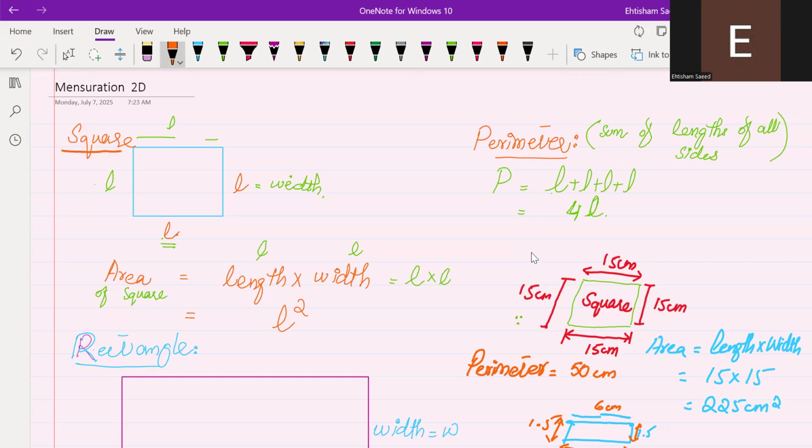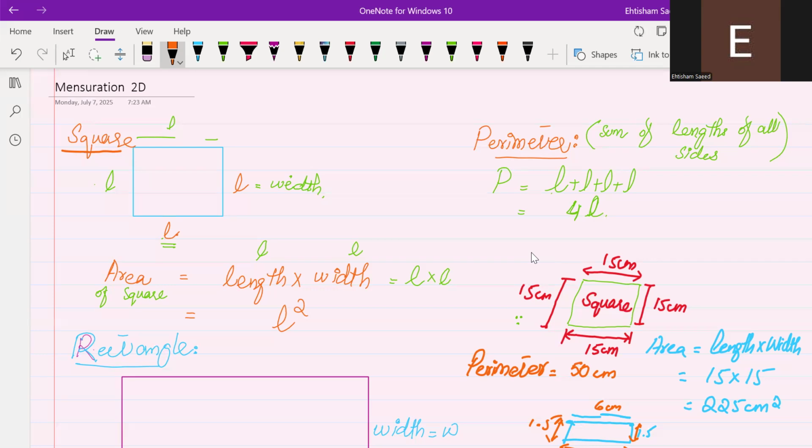A square is a shape in which all the four sides have equal length. When you are going to find the area of a square, the area is length multiplied by width. As I already told you, width is equal to length. So if length is L, then width is also L, so it becomes L square.